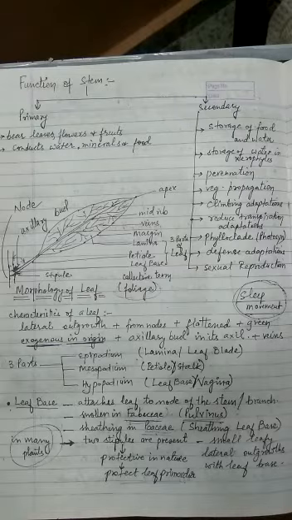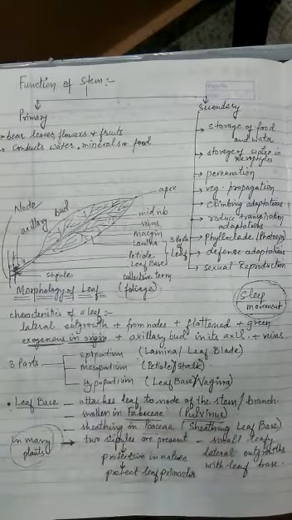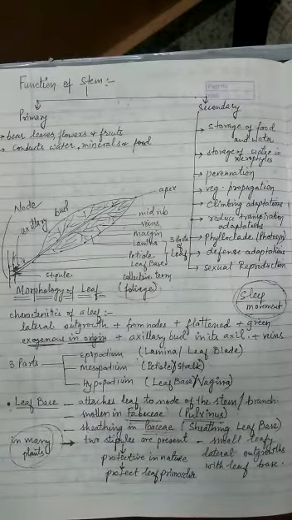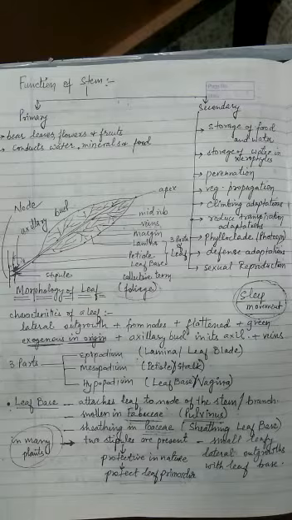So in the last class we started the new topic, that is the morphology of the leaf. Morphology means the physical feature. So we started the topic of how the leaf appears, and we learned some of the characteristics of the leaves. We understood that it is a lateral outgrowth which is generally dorsi-ventrally flattened.